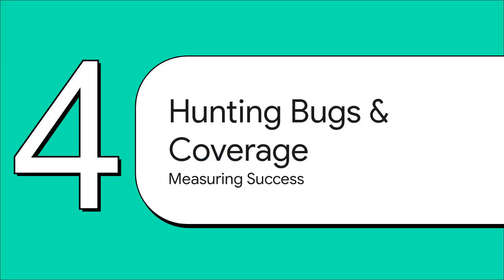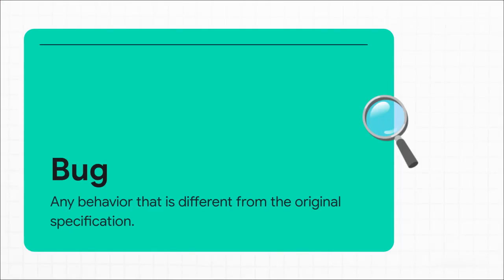Next up, Section 4, Hunting Bugs and Coverage. So, what are these engineers actually hunting for all day? Bugs. In hardware design, a bug is simply defined as any behavior that differs from the original specification. Basically, it's a mismatch between the expected output and the actual output in your simulation.